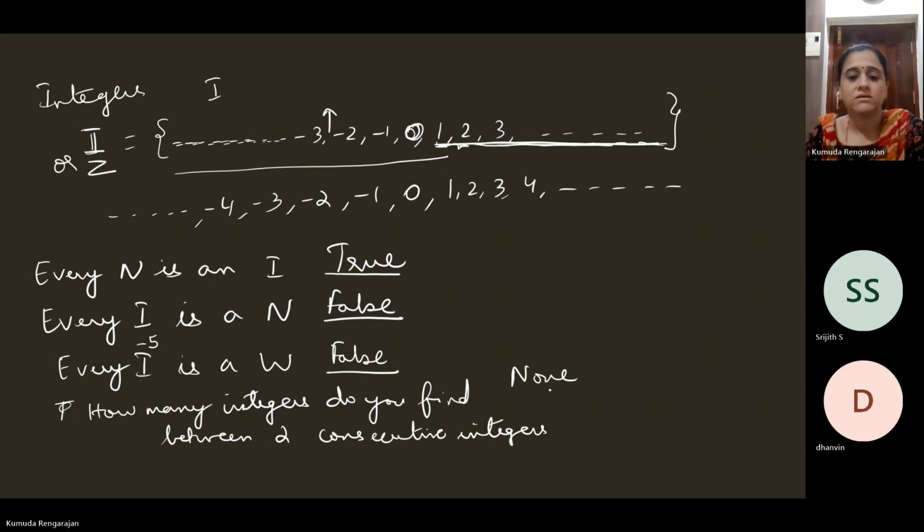Okay. Now coming to rational numbers. So far, we understood the definitions of natural numbers represented by the letter N, whole numbers represented by the letter W, and integers represented by the letters I or Z.